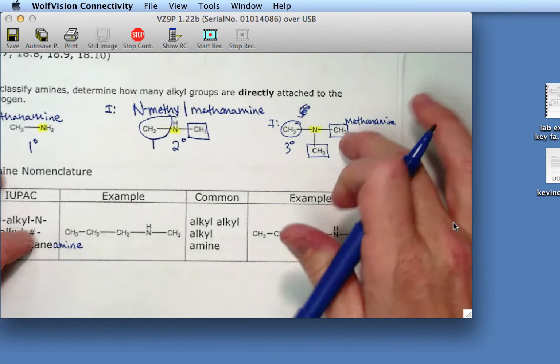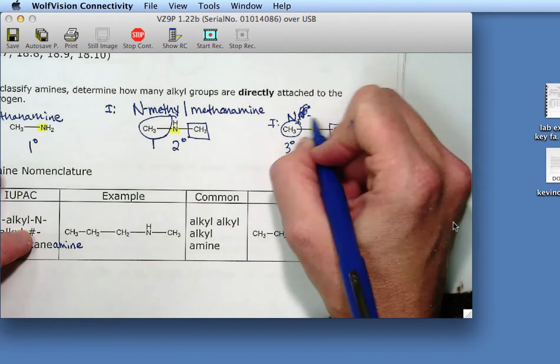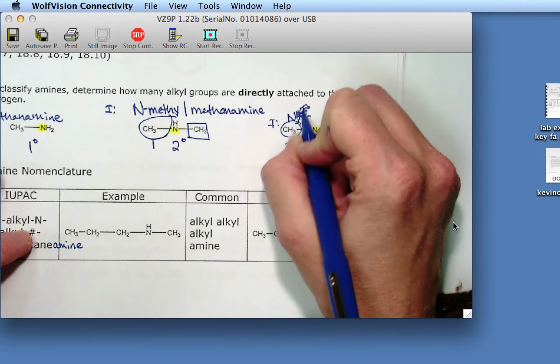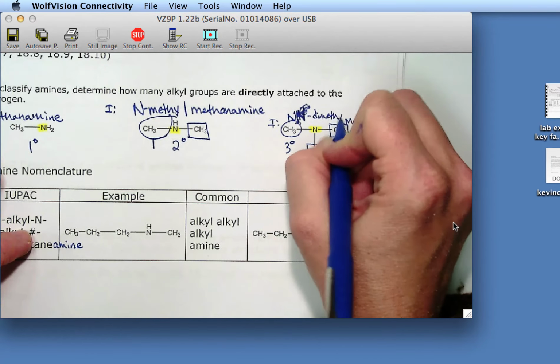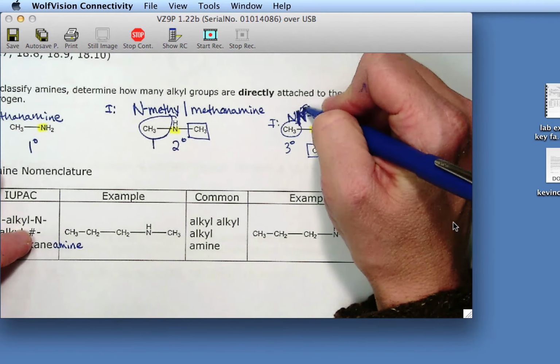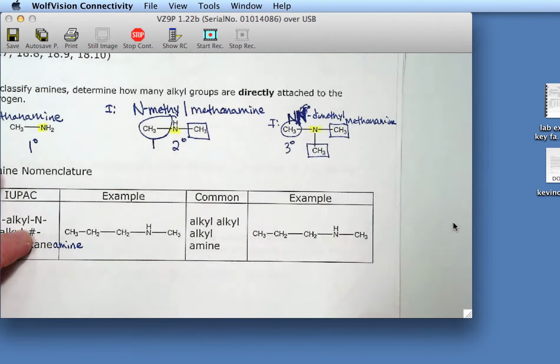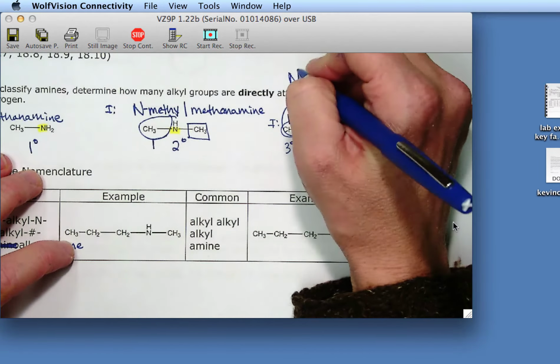And it's going to be N,N-dimethyl. N,N-dimethyl methanamine. Is it N, comma, N? N, comma, N.